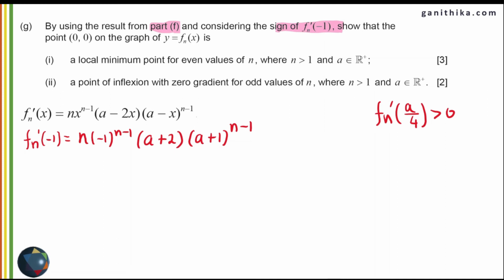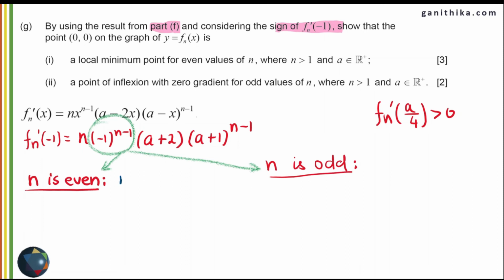So when you substitute x is equal to -1, you get this as your expression for fn dash of -1. And you can see that n is positive. A plus 2 is positive because a is positive. A plus 1 is positive. Therefore, all the three terms are positive except this term, which is going to give you the sign of the whole expression. In this case, the sign of this depends on whether n is even or n is odd.